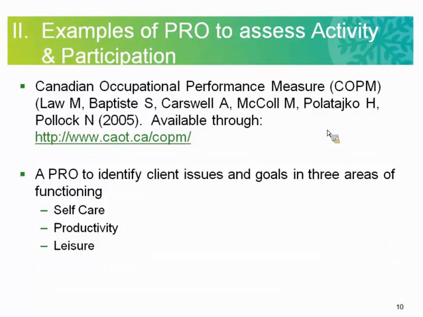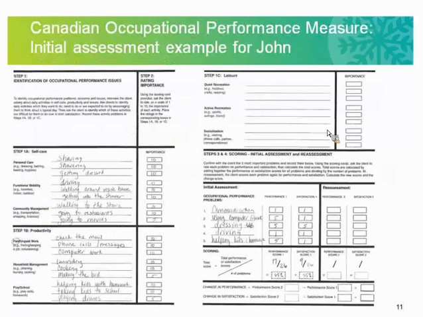So let's start with looking at some commonly used patient-reported outcomes. Specifically, I'm going to focus on outcome tools that look at a patient's perceptions of their activity and their participation. Starting with the first tool, which is the Canadian Occupational Performance Measure, or the COPM. The COPM is a patient-reported outcome that allows a client to identify issues and set goals in 3 areas of functioning: self-care, productivity, and leisure.